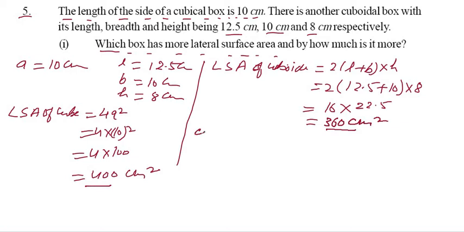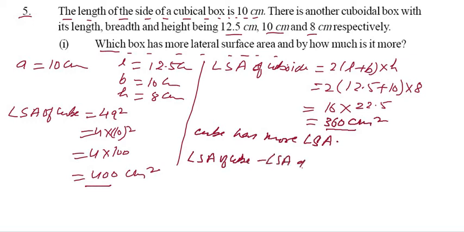So you can say cube has more lateral surface area. So how much more? Now you can say here LSA of cube minus LSA of cuboid. So that is 400 minus 360. So that one is 40 centimeter square. So it is your answer.